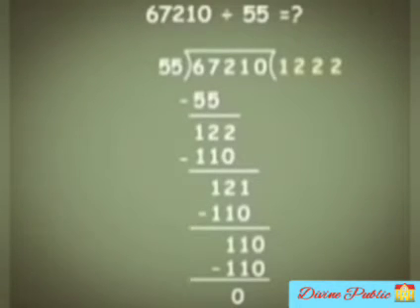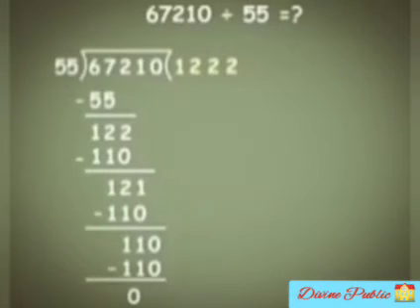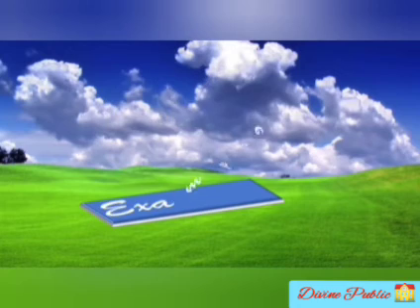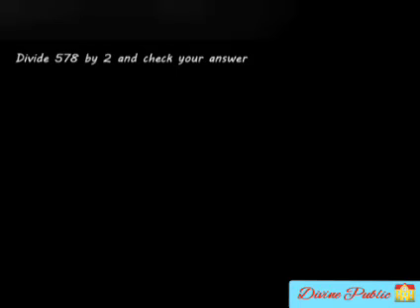Thus 67,210 divided by 55 is equal to 1222. So in this division, 1222 is the quotient and 0 is the remainder. Now let us see the example of division and its verification. Divide 578 by 2 and check your answer.